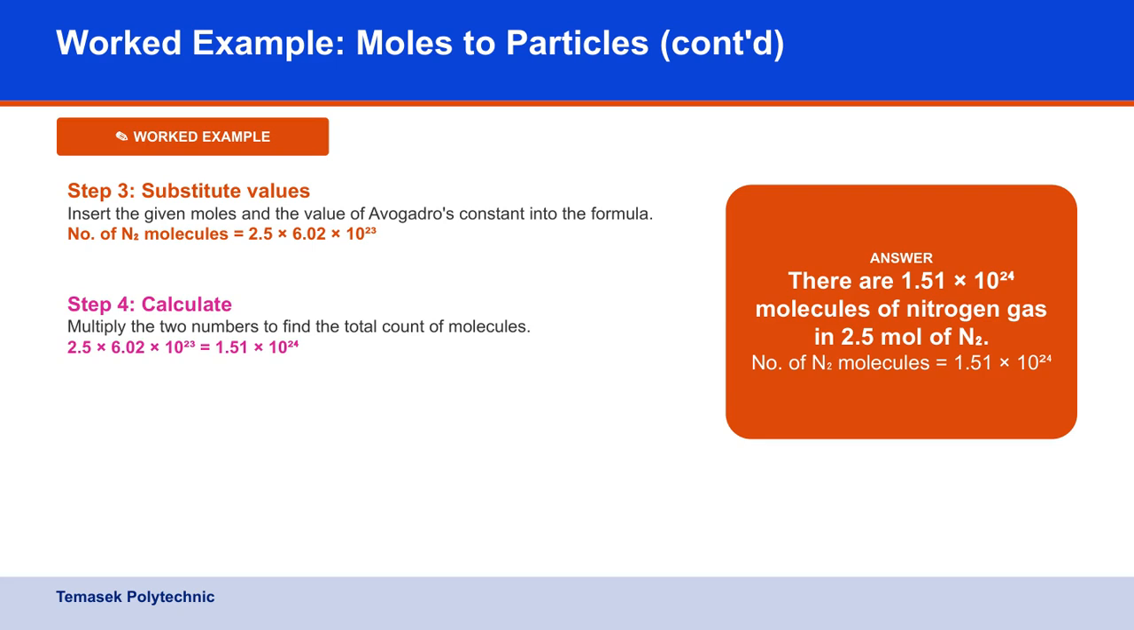So our final answer tells us that in 2.5 moles of nitrogen gas, there are 1.51 times 10 to the power 24 individual molecules. That is an enormous number, which really reinforces why we use moles as a counting unit in chemistry and engineering. Working with individual particles directly would simply be impractical.